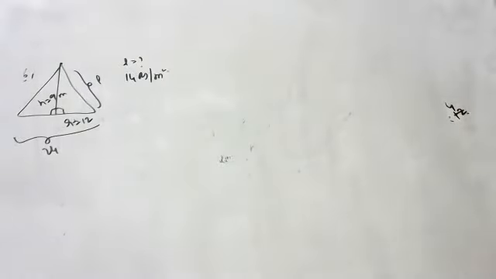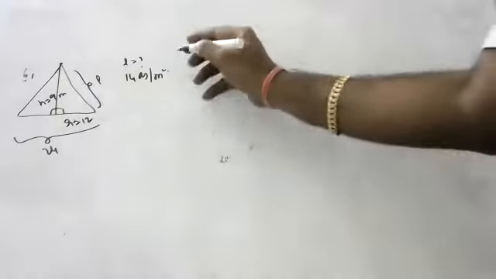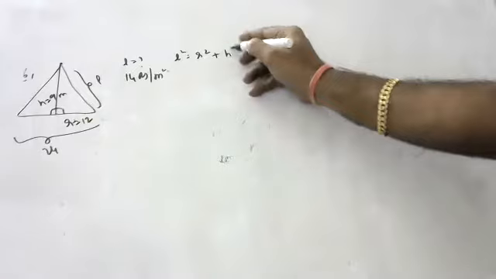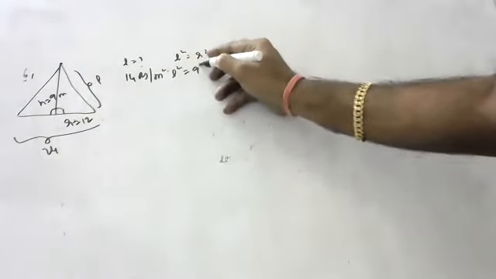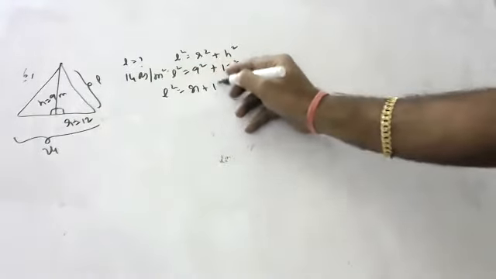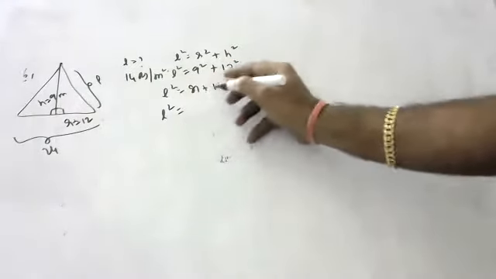First, you tell me how to find slant height. L square is equal to R square plus H square. 9 square plus 12 square, L square is equal to 81 plus 144.